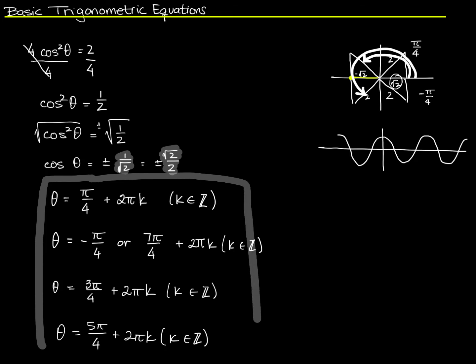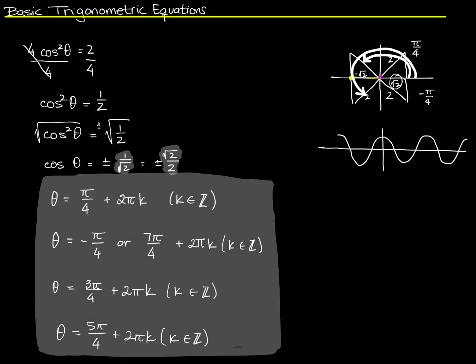But in this case, each one of my solutions is exactly 90 degrees around from the solution before it. There's another 90 degrees, pi over 2, if we're talking in radians. Another 90 degrees, and then another 90 degrees, and then another, and so on. So in this case, I can actually write my answer as theta equals pi over 4, that's where I need to start, plus any integer multiple of pi over 2, not 2 pi.